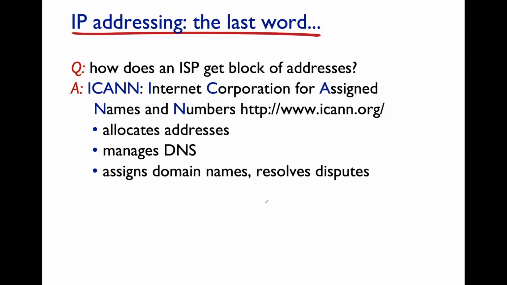Okay? All right. And so how do you get a block of addresses? You go to the Internet Corporation for Assigned Names and Numbers, ICANN, and this is the organization that acts as the arbiter of IP addresses. They manage the DNS instances, and they also assign domain names and resolve disputes.